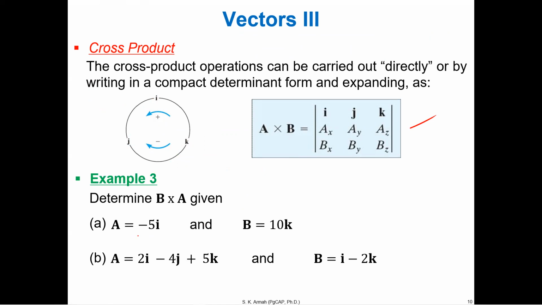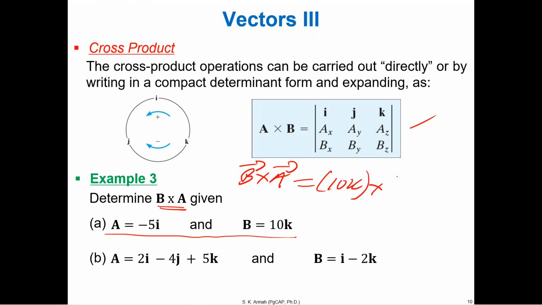So, for example, if you take this example here, I have two vectors, A and B. You want to cross them. Sorry, we have to follow the question: we should do B cross A. The order is very important. So B cross A. It's bold, yes, but we write it like this. So it's 10K cross minus 5I. If you use this, 10 times minus 5 is minus 50.